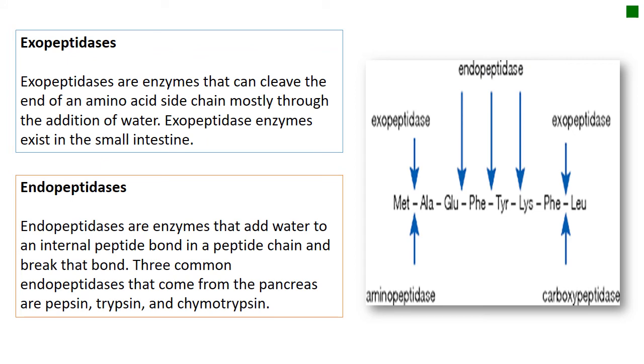Aside from proteases, we also have enzymes called exopeptidases and endopeptidases. The proteases can be released in the stomach of animals and humans. However, the exopeptidases can be synthesized or released in the small intestines. These are enzymes that can cleave at the end of amino acid chains, mostly through the addition of water. These enzymes have two classes, the aminopeptidases and carboxypeptidases.